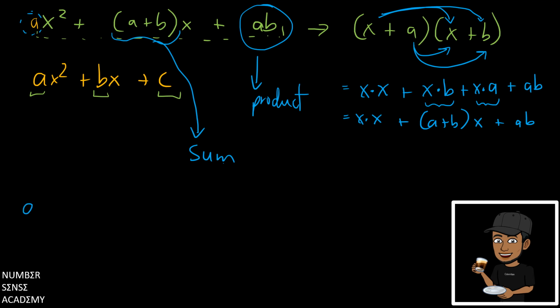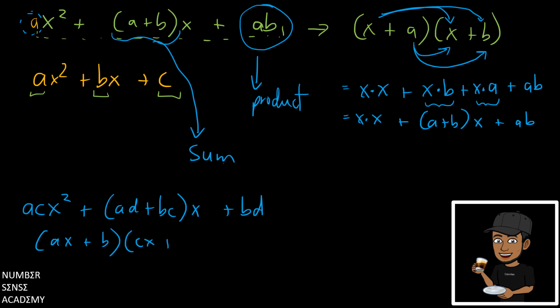if I have something that looks like this, and the reason why it looks like this is because this is the result of what you're going to get when you expand, when you actually solve or find the product. Okay, so really what you have is ax plus b times cx plus d.